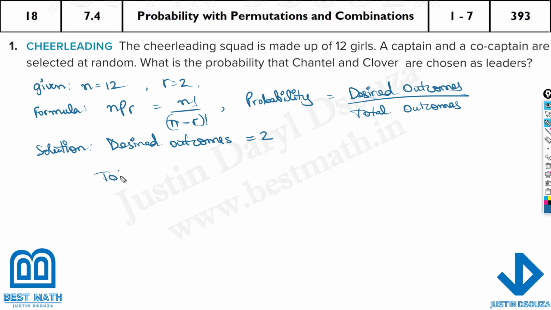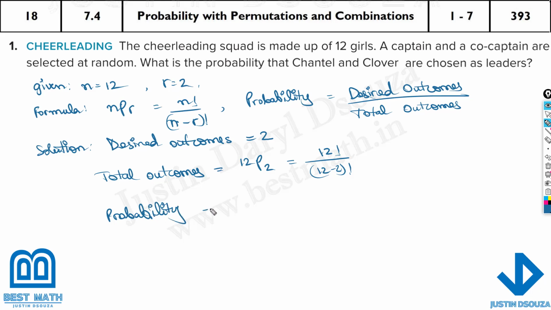Now, what are the total outcomes? Total outcomes is given as nPr. We can easily solve it like this. What is n? 12 P 2. And the formula is also there. If you want, you can substitute 12 factorial divided by (12 minus 2) the whole factorial. Here you don't need to substitute and can directly put it in the calculator. Probability: what is the probability? Probability will be 2 divided by 12P2. You just have to put this in the calculator and that gives you the answer.